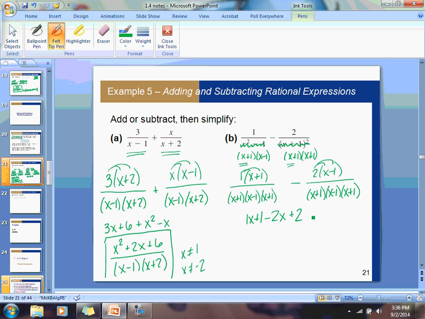So that would be my numerator. That would be all the terms in my numerator, and again, that would be all over our common denominator. I'm running out of room here, so I'm not going to write in the denominator, but I am going to go ahead and combine my like terms in my numerator here.